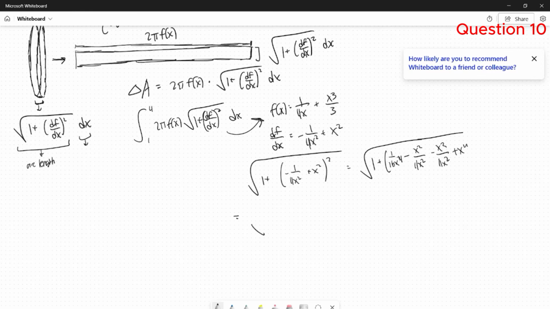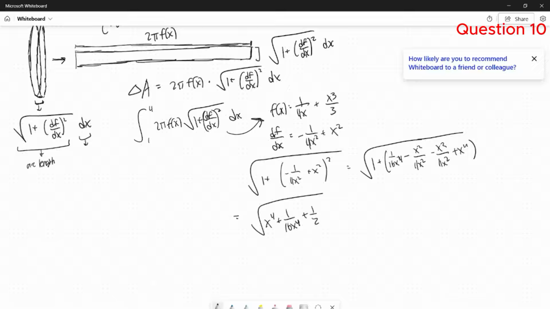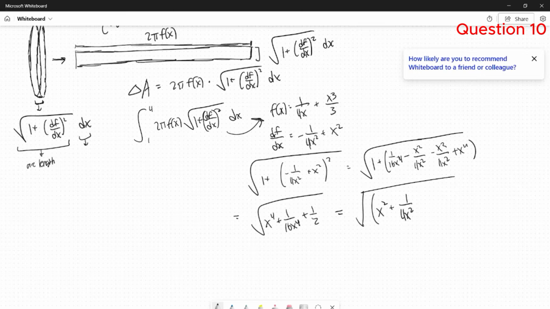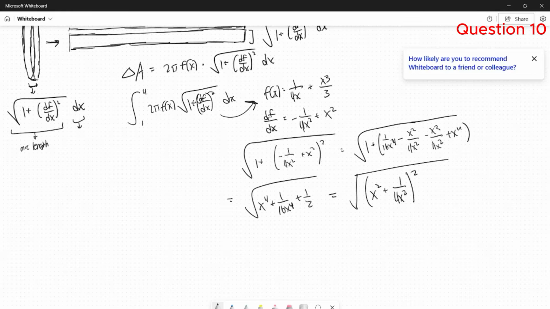This becomes x to the fourth plus 1 over 16x to the fourth plus 1/2. It may look impossible to factor this, but if it looks impossible to factor and you're not done yet, it probably can be factored. And in this case, it's factorable into x squared plus 1 over 4x squared, all squared. Now, take the square root, and our final formula for arc length is this.